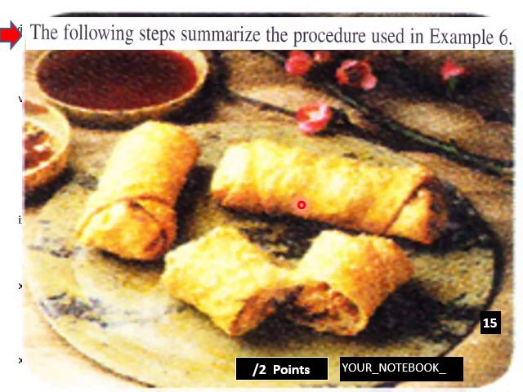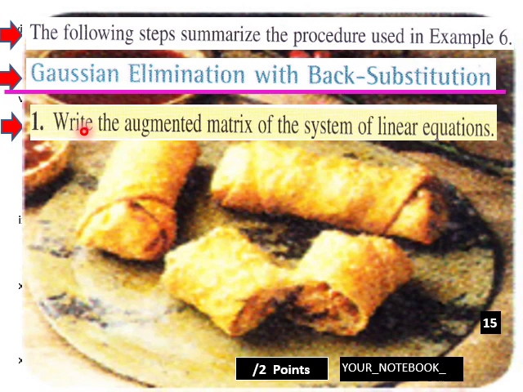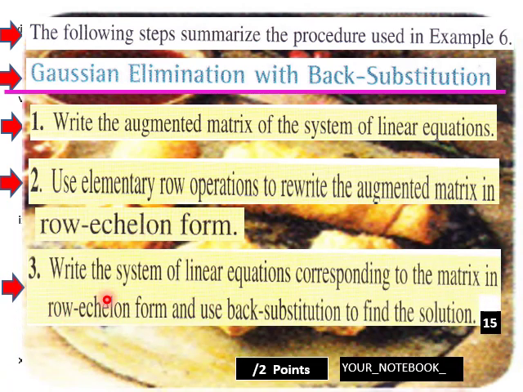Now, going into page 15, notebook page, the following steps summarize the procedure used in example 6. Gaussian elimination with back substitution. 1. Write the augmented matrix of the system of linear equations. 2. Use elementary row operations to rewrite the augmented matrix in row echelon form. 3. Write the system of linear equations corresponding to the matrix in row echelon form and use back substitution to find your solution.